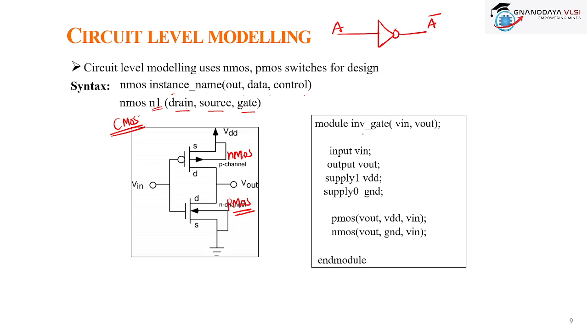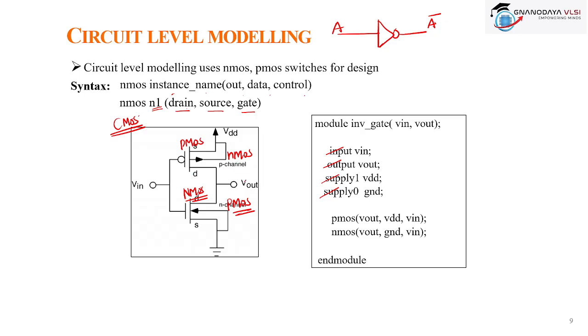What is my module name? Inverter_gate, with V in as input, V out as output, supply 1 VDD, and supply 0 as ground. I need to write separately an instance for PMOS and an instance for NMOS. Okay, how are we writing PMOS?